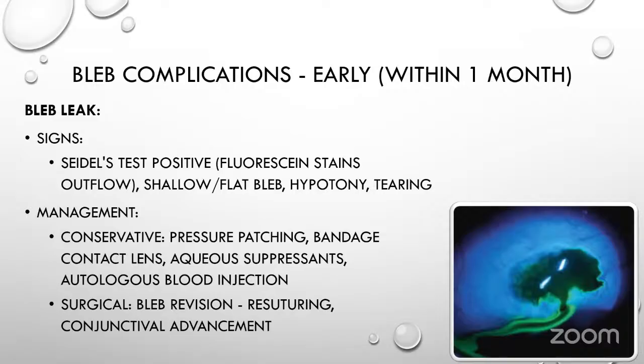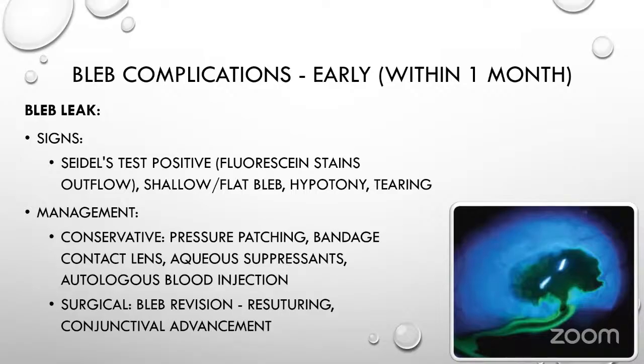You may sometimes decide to give an aqueous suppressant to reduce the flow rate to allow for healing. Some people have talked about autologous blood injection, but I have not seen that, and I don't know if any of my seniors listening have used it. Surgically, you may decide to do bleb revision. You can just suture the spot from which the leak is coming.